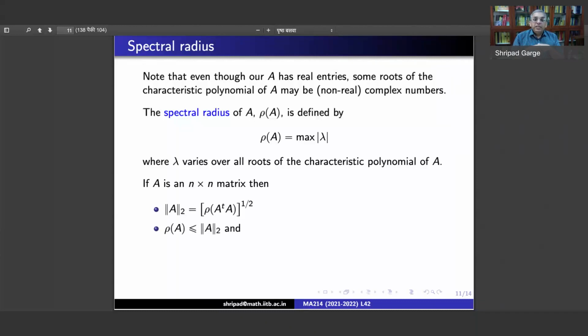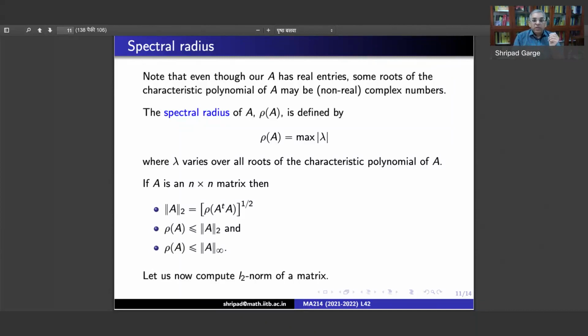Moreover, we have that the spectral radius is always less than or equal to the L2 norm. So the spectral radius of your matrix is always less than or equal to the L2 norm, and it is also always less than or equal to the L infinity norm. So these are the properties which relate the spectral radius with the L2 norm and the L infinity norm.